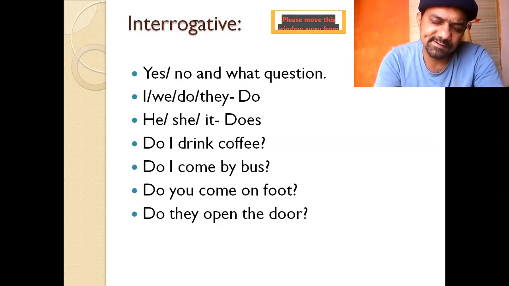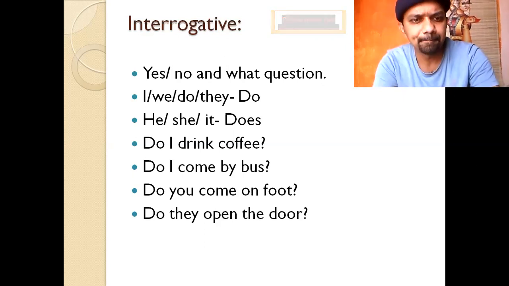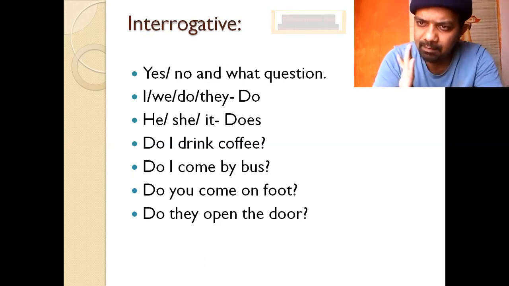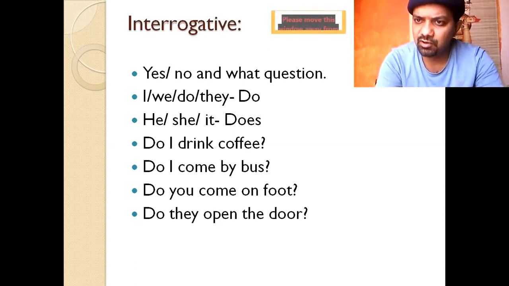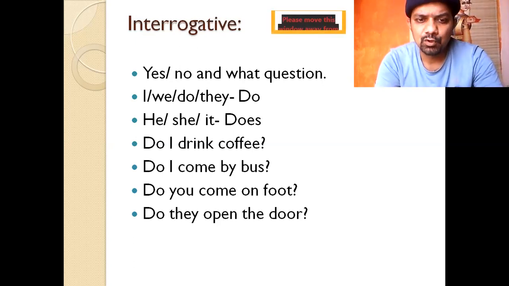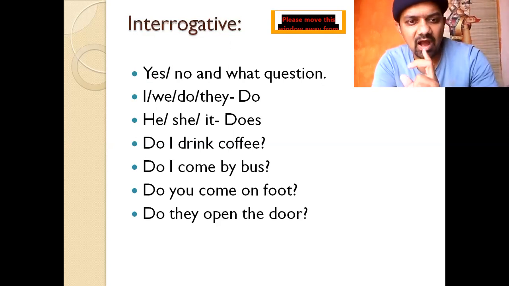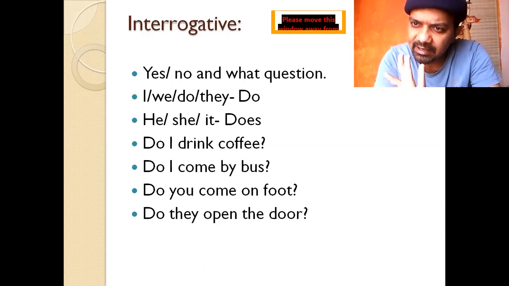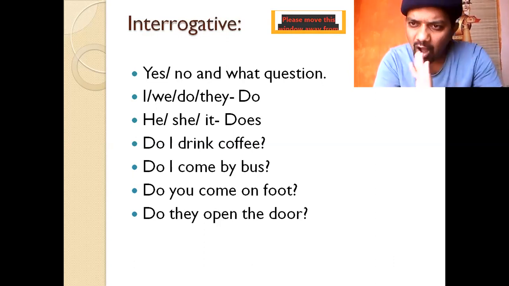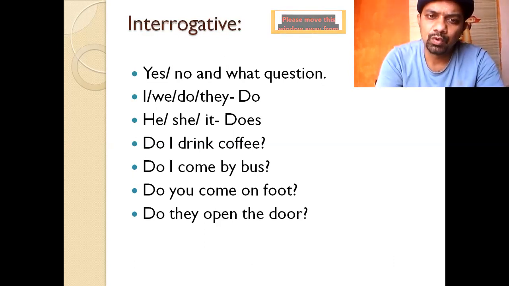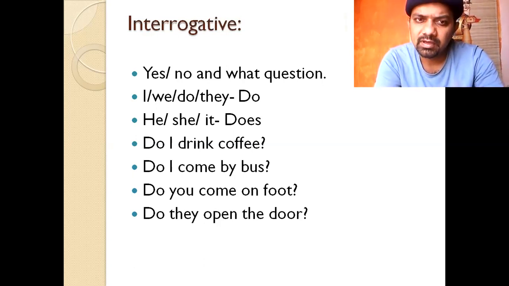Make an interrogative sentence. Do I drink coffee? Do I come by bus? Do you come on foot? Do they open the door? Do we come by bus? Do we drink coffee? Do I drink coffee? Do we come on foot? Yes or no?